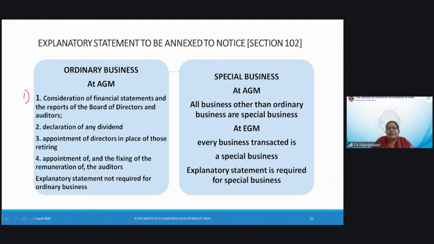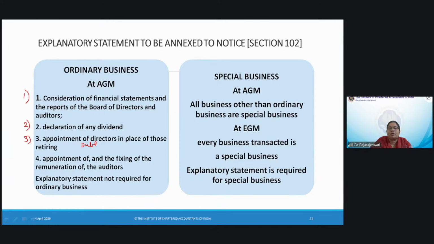So the directors are proposing to declare a dividend of 10% on the paid up share capital of the company. That is an ordinary business that should be specified in the second agenda. So here you should specify the declaration of dividend. And the third one, appoint a director in place of those retiring.